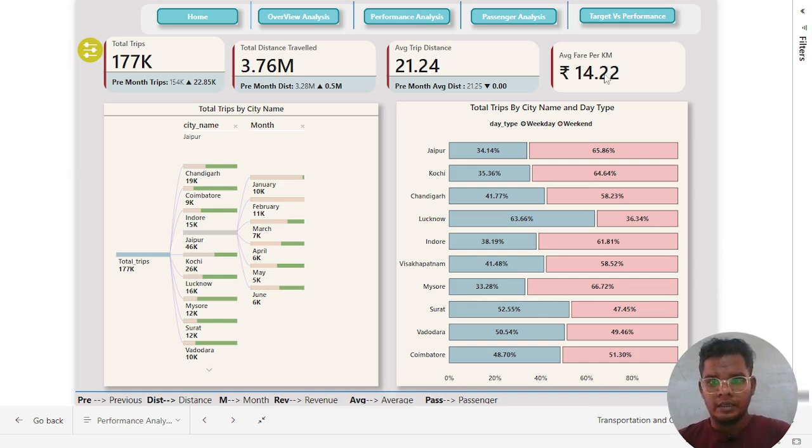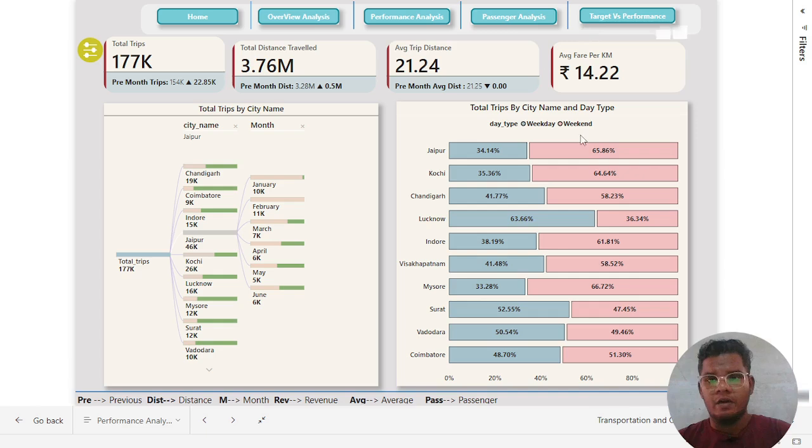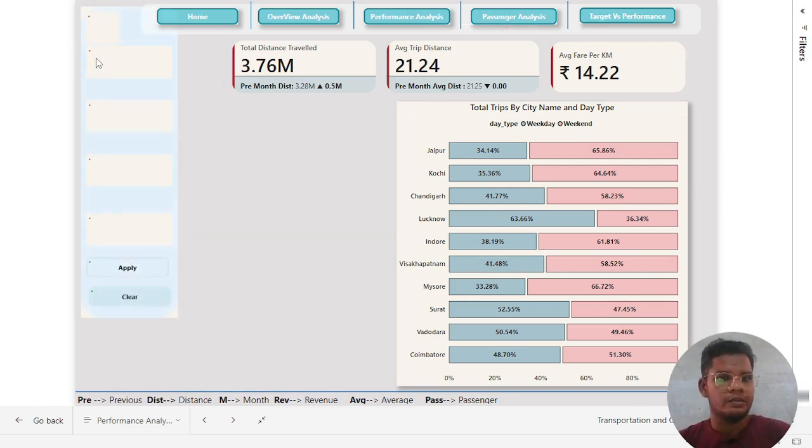Okay, this is the scenario. Jaipur 65.86 on a weekend, there is a new passenger, right? And its average fare is 14.22. The trip distance is 21.24. Let's see for the repeated passengers. This is, and repeated passengers are totally upside down.